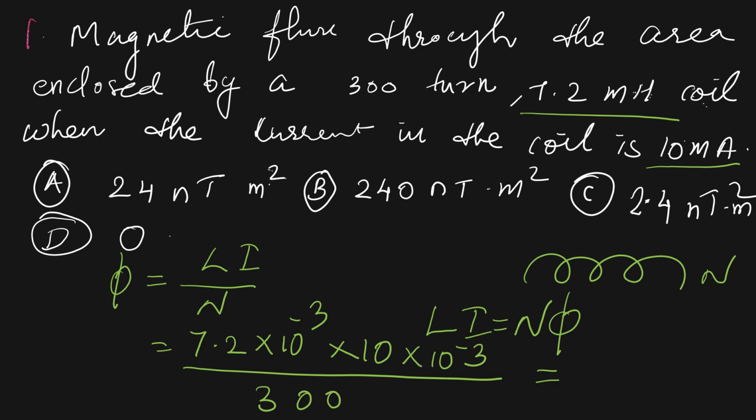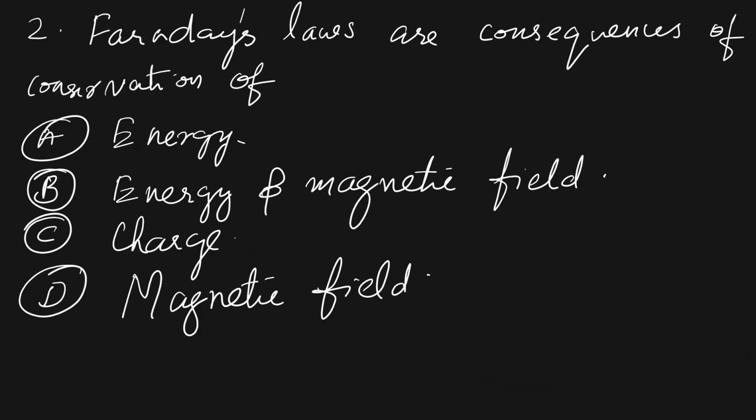When we calculate this, we will get 240 nano Tesla meter square. So option B is the correct one. Faraday's laws are consequences of conservation of what? Options are given. We know that by Faraday's law, the EMF induced in a coil we can write as minus d phi by dt, where phi is the magnetic flux.